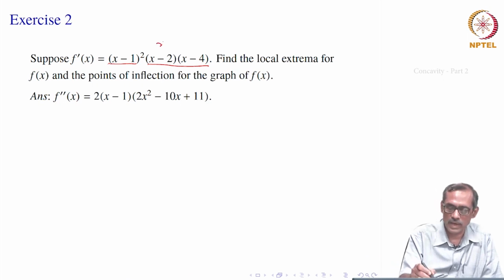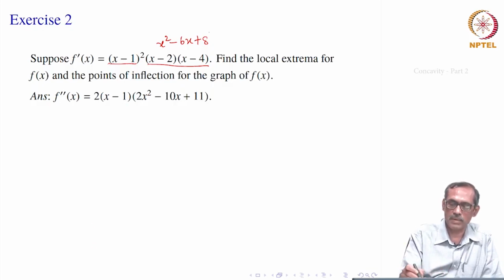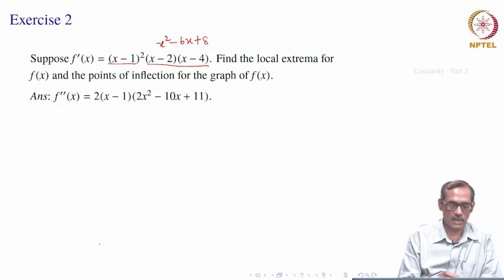This is really x square minus 6 x plus 8. So, if you differentiate, it is 2 into x minus 1 into x square minus 6 x plus 8, plus x minus 1 square into 2 x minus 6. So, if you simplify, you would get 2 into x minus 1 into 2 x square minus 10 x plus 11.